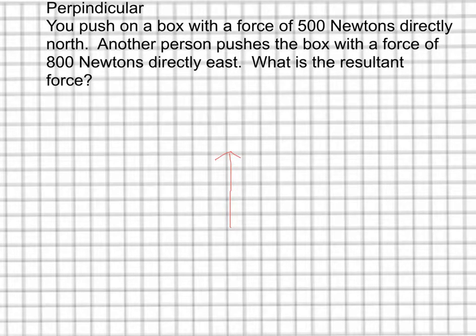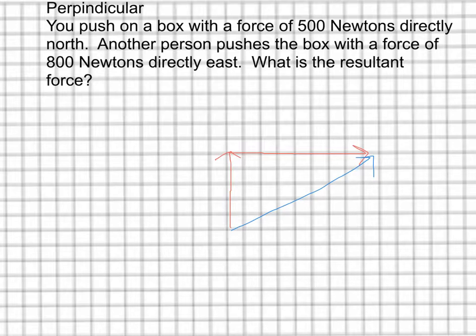And then another person is pushing 800 newtons east. So tip to tail, remember? So I'm going 1, 2, 3, 4, 5, 6, 7, 8 to the east. Okay, so there's my two vectors that I'm adding together. The question is, what is the resultant? So the resultant is going from the tail to the tip. Okay, here's my resultant. Now I need to figure out the magnitude of this resultant as well as the direction.